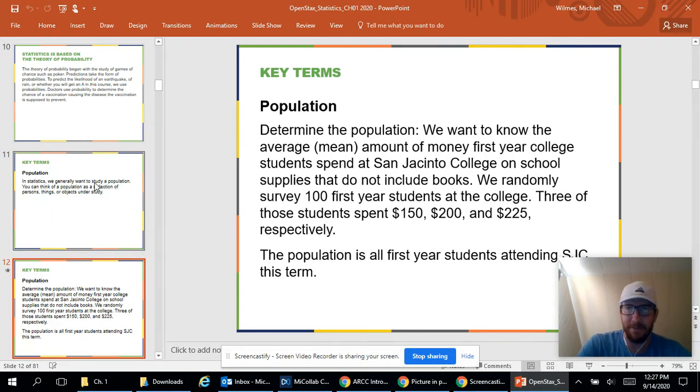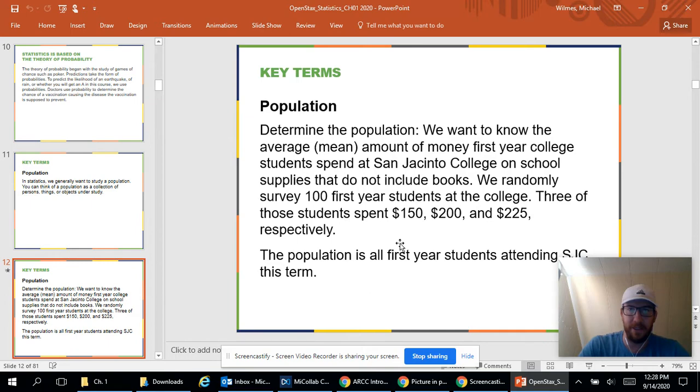We're going to be using one example for this. So our example is going to be here. We want to know the average mean amount of money first year college students spend at San Jacinto College on school supplies that do not include books. And we randomly survey 100 first-year students at the college. 3 of those students spend $150, $200, $225.